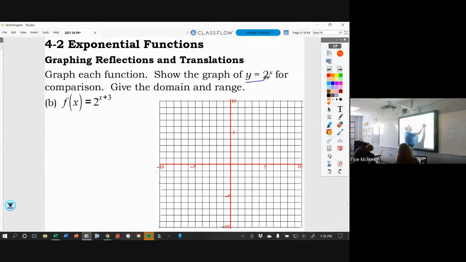We're going to start with graphing 2 to the x power. We just did that. Okay. So we're at a half here. We're at 1. We're at 2. We're at 4. We're at 8. Goodness gracious. Okay. So there's the parent. It's a parent function of exponential.